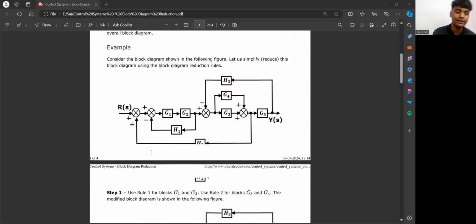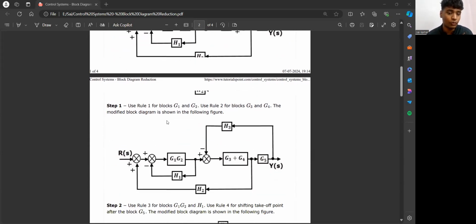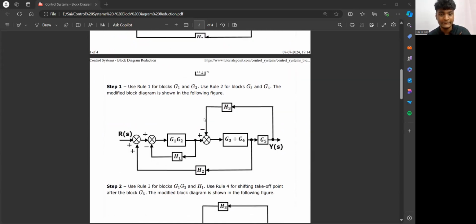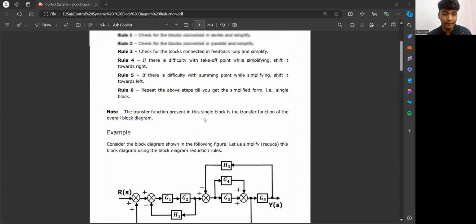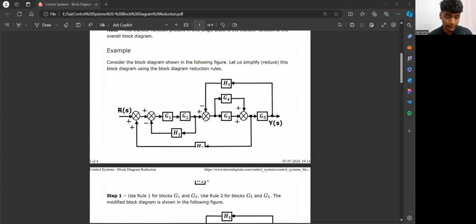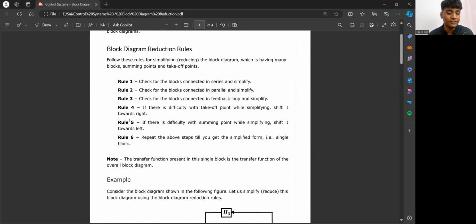For example, consider this block diagram as shown in the figure. Let's simplify it by using some rules. Step 1, use rule number 1 for blocks G1 and G2. Then use rule number 2 for G3 and G4. Then the modified block diagram is shown in the following figure. I can't show it practically here, but to know the steps, you need to remember these rules.